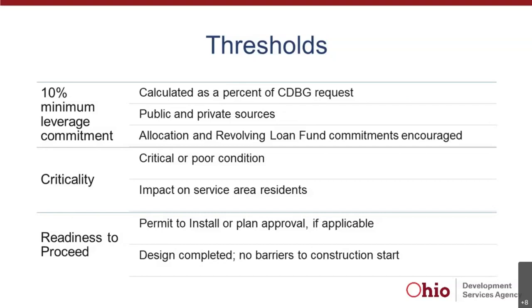The infrastructure or facility must be in critical or poor condition, and the applicant must document how the failed or failing infrastructure impacts service area residents. Projects also must be ready to proceed. This means a permit to install or plan approval has been received and is submitted with the application, or if not applicable, design has been completed and there are no barriers to construction start.